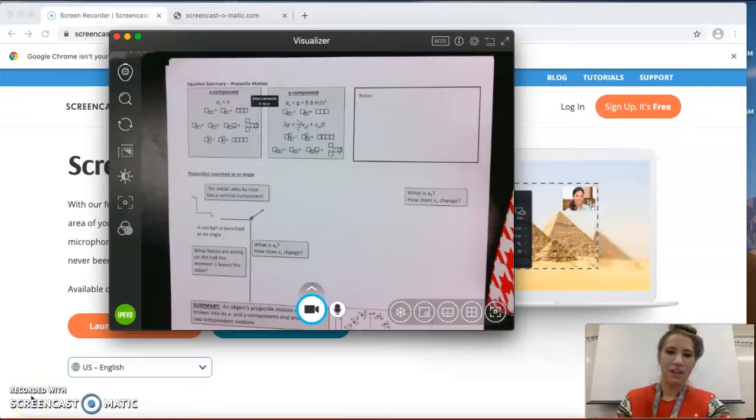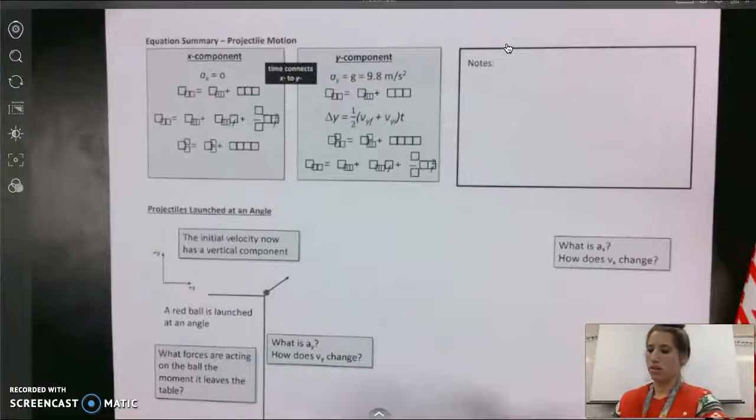Hello, everyone. So, last time, we looked at projectile motion where all the initial velocity was in the x direction. Now the initial velocity is at an angle, which means it has an x and y component. That's what we're going to be talking about today.